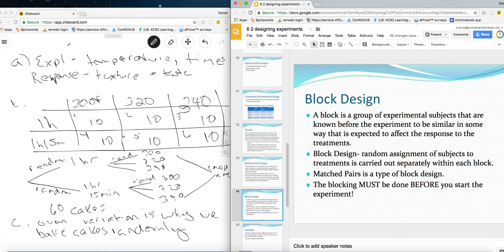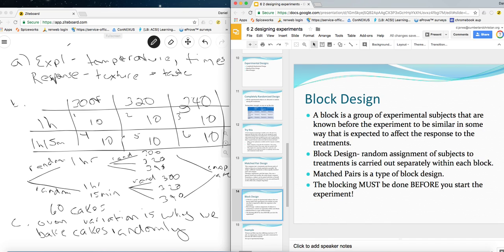Alright, and block design was the last one we were talking about. A block is a group of experimental subjects that are known before the experiment to be similar in some way that is expected to affect the response. A block design is a random assignment of subjects to treatments, and it's carried out within a specific block.